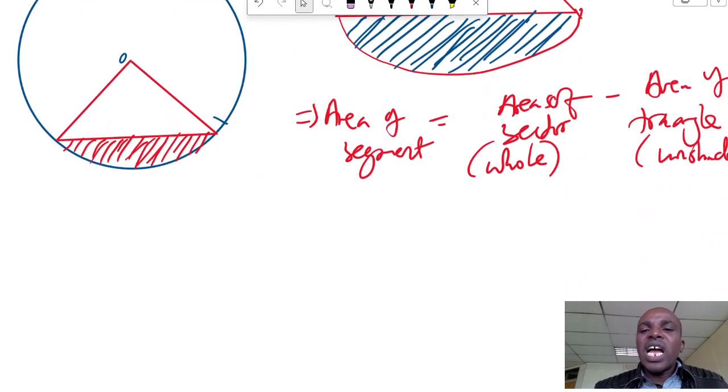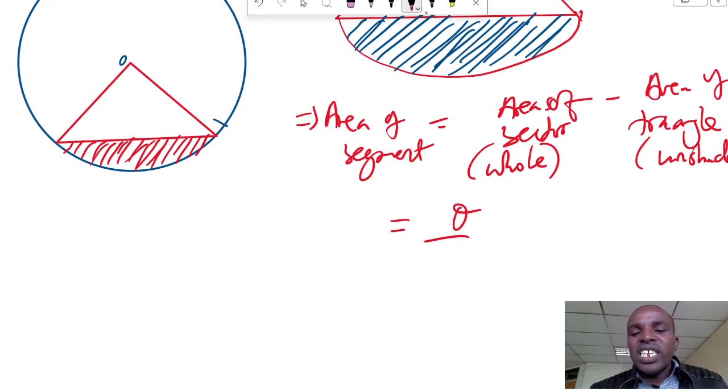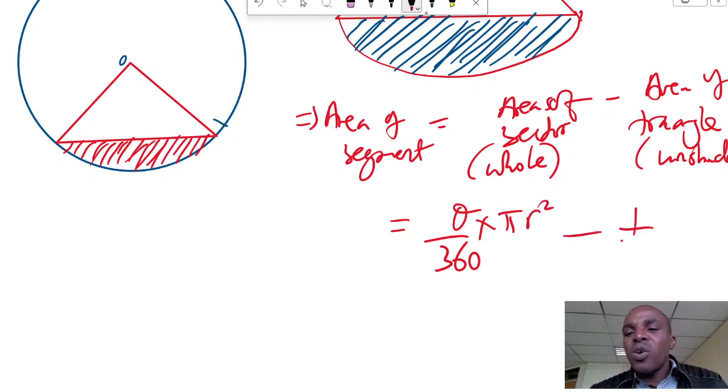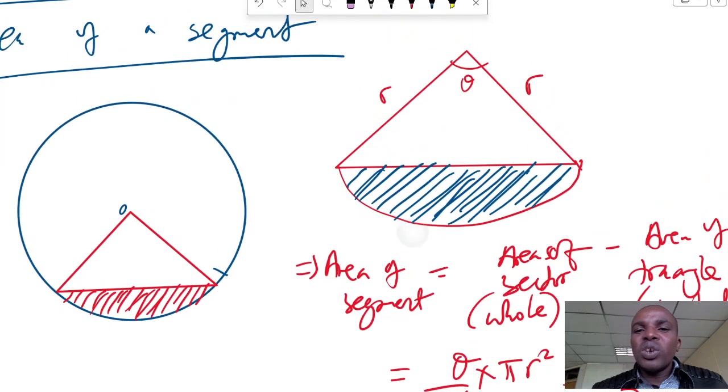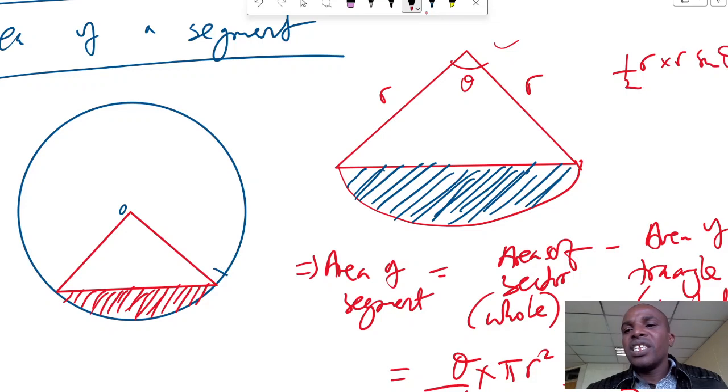So how do you find the area of a sector? It is theta over 360 times the area of a circle, that is pi r squared, minus the area of a triangle. In this case, we don't have the height. We have our angle theta, so we use half AB sine theta, where A and B are the radius and radius. That's A and B, right? So it's the same as half r times r sine theta, which means half r squared sine theta.